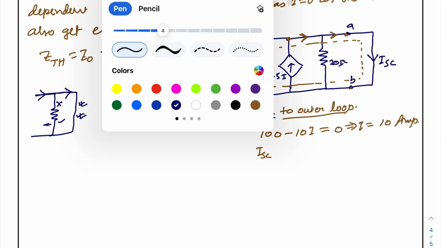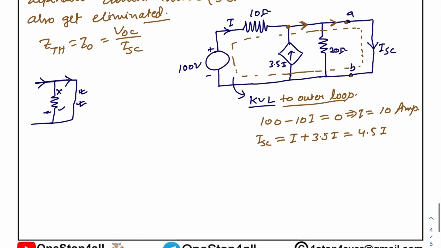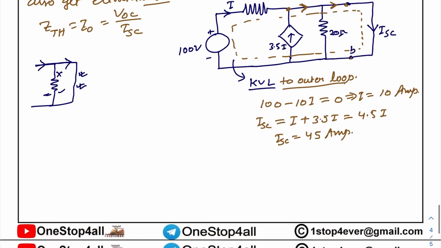So what is our ISC? ISC will be nothing but I plus 3.5 into I. So this will be your 4.5 into I. So the ISC we have calculated is your 4.5 I. By putting the value of I, that is 10 amps, it will be your 45 ampere current. So we calculated ISC.